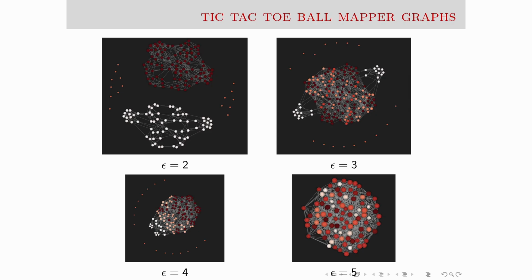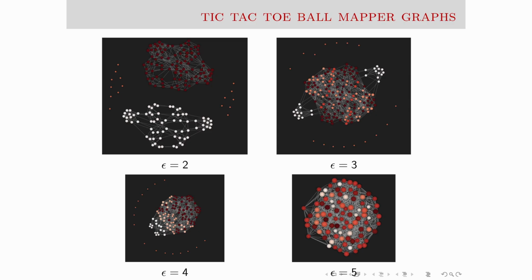But then things change, right? So epsilon equals 3. Actually, it's the wins and the losses that get connected, and ties are still separate. And it's a fun exercise to do and to see why. So maybe if you're bored, you can think about it and tell me at the end. It's not hard to figure out. Anyways, for 4 and then for 5, everything gets connected.